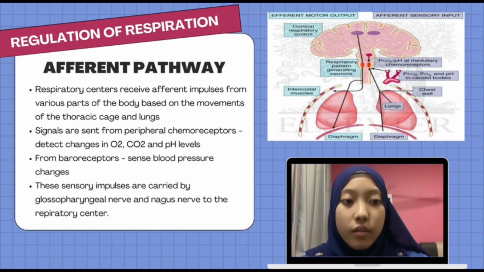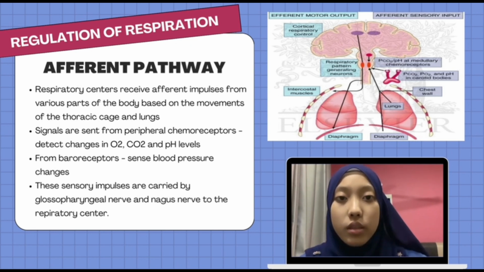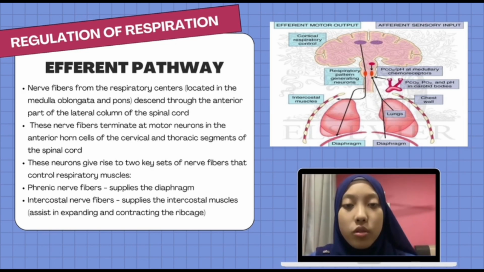The signals are sent from the peripheral chemoreceptors, which detect changes in oxygen, carbon dioxide, and pH levels. The signals also are sent from baroreceptors, which detect blood pressure changes. The glossopharyngeal nerve and the vagus nerve carry the sensory impulses to the respiratory center. The last one involved in this neural regulation is the efferent nerves.